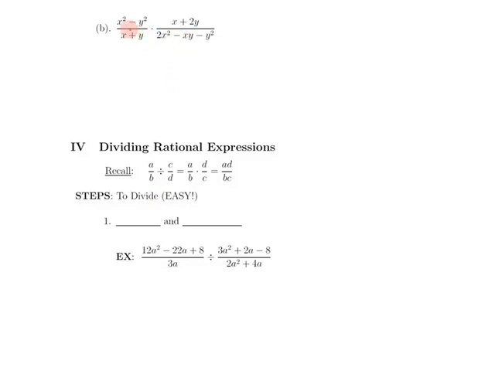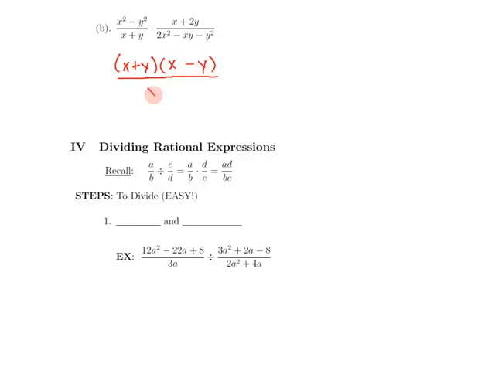In this example, we have x squared minus y squared over x plus y times x plus 2y all over 2x squared minus xy minus y squared. Again, we see two fractions multiplied together just like in the last example, so we start by factoring the numerators and the denominators. On top here, we see a difference of squares, so we recognize that that is a special factoring formula that will factor as x plus y, x minus y.